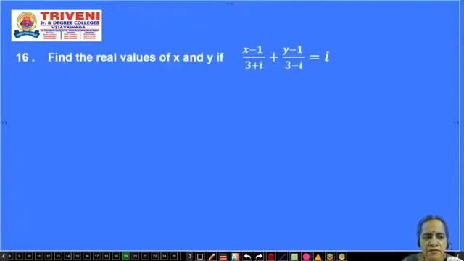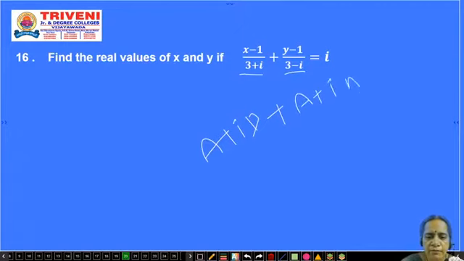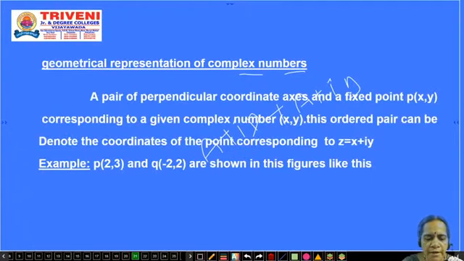Here also the same. Find the real values of x and y, if x minus 1 by 3 plus i plus y minus 1 by 3 minus i is equal to 1. First we have to take this part, then rationalize the denominator. Then we have to convert into a plus ib form. Then take the other one, and this is also to be converted into a plus ib form. Then we have to find the values of x and y.